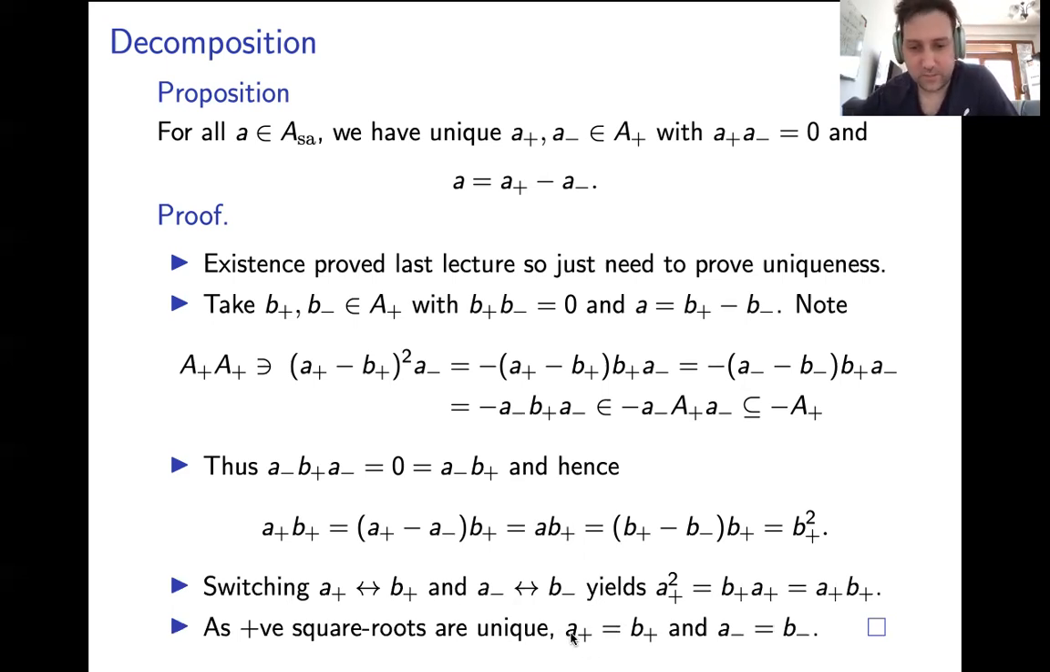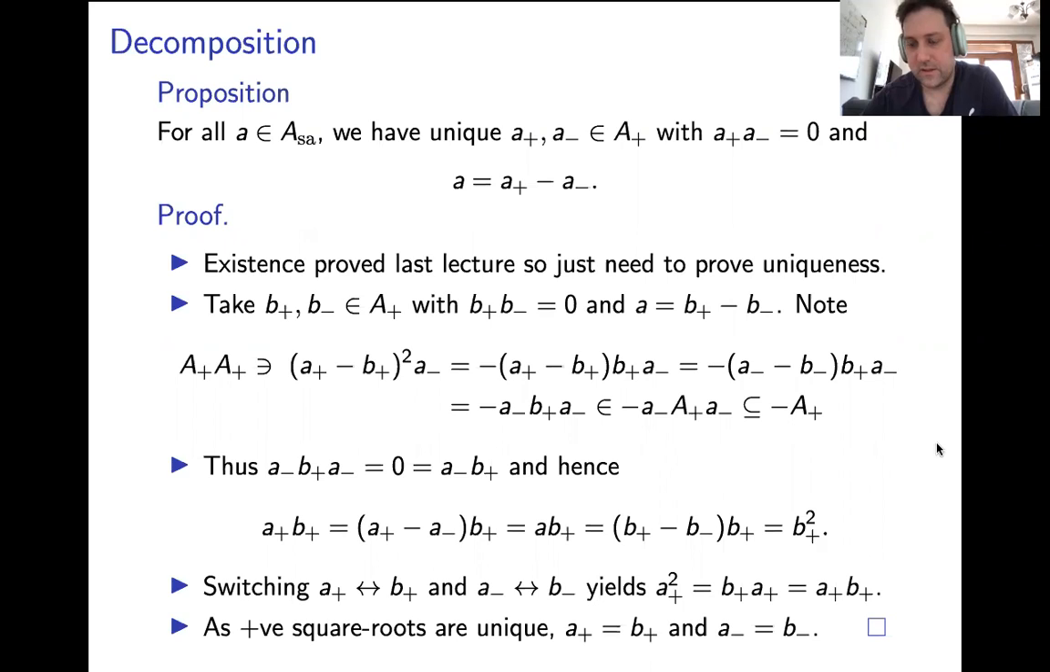Now, finally, we've managed to prove that A plus is exactly the same as B plus. And once you know that, well, then you just subtract the A plus and the B plus from both sides. And you've also shown that B minus is equal to A minus. So the uniqueness here is, I think, a little bit more subtle than a lot of people sometimes realize.